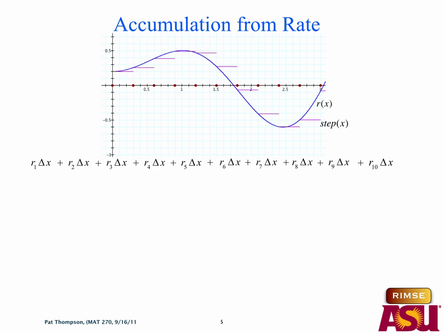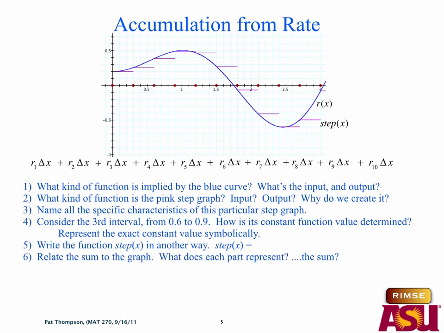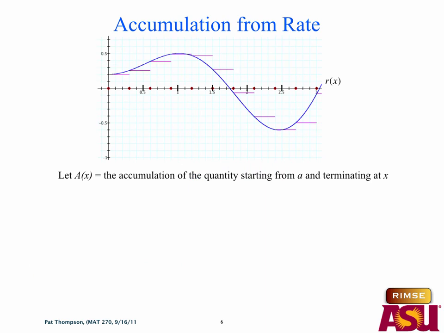I mean, that is not wrong. It's just not as generalizable as what I wrote down. Okay, so that's what we're about to do for real. So let's do it. What we're talking about right now is creating an accumulation function. We're going to call it A of x, the accumulation of the quantities starting from a and terminating at the current value of x. That's what we're setting out to do right now.